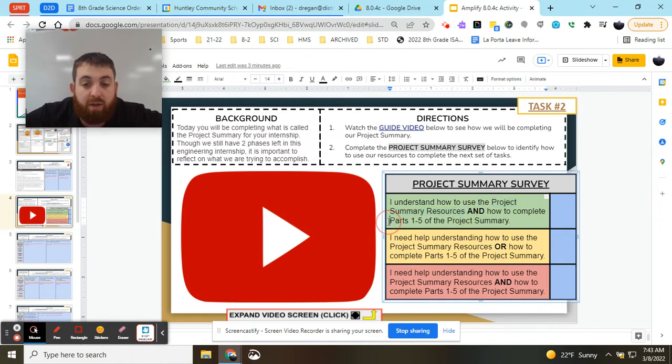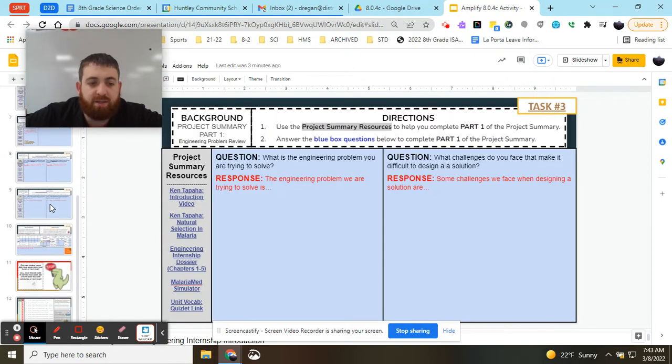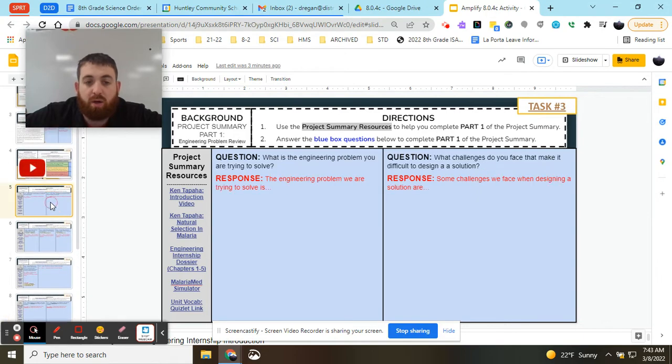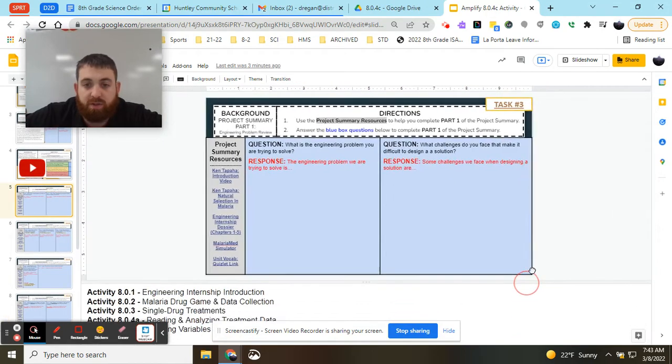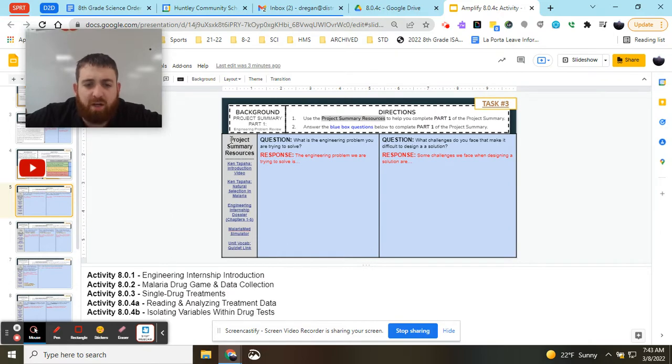And then we're going to be looking at how to complete each of the 5 parts within the summary so we feel confident in utilizing everything we've learned thus far. So when you go to each of our different tasks, starting at task 3 all the way to task 7, you're going to be seeing a few things. First and foremost, on the left side is our project summary resources. These are things that we've looked at in past lessons that have helped us understand what we're doing, helped us understand different topics within the malaria treatment project, along with some resources that we've used to help understand some of the ins and outs of what we're trying to accomplish.